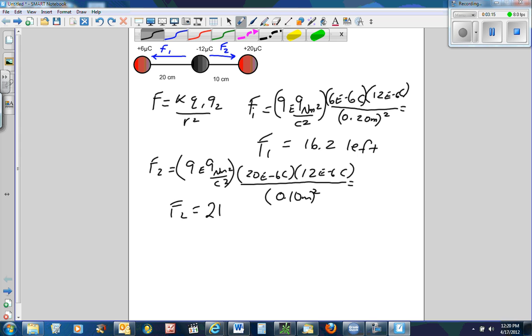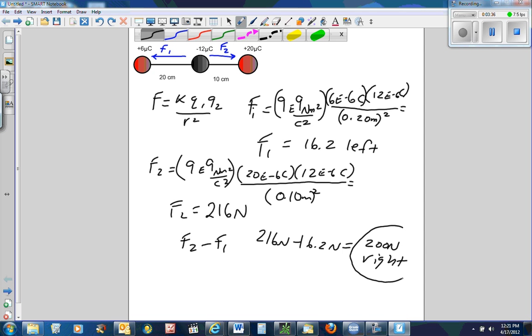So y'all do these two and check me. These are just problems I made up. What do I do with those two? Well, it's going to be F2 minus F1 because F1's negative, right? So 216 newtons minus 16.2 newtons is basically going to be 200 newtons. That's basically what it's going to be. That's how you do one of those kind of problems.